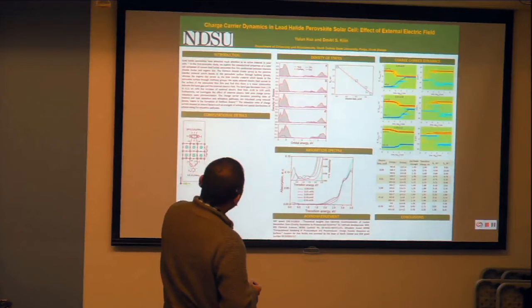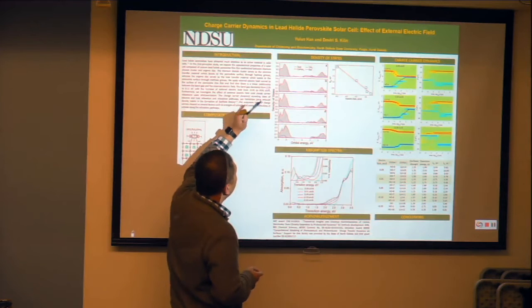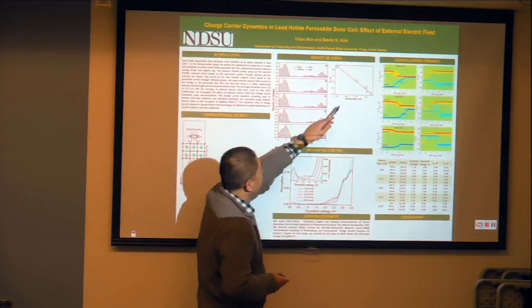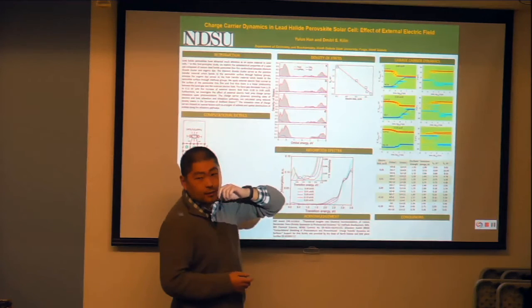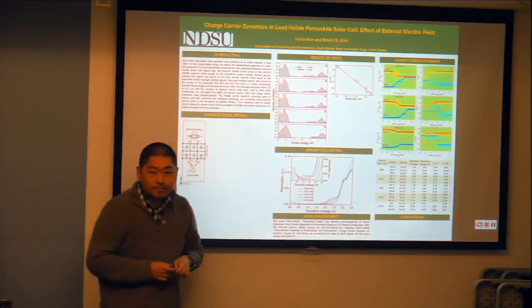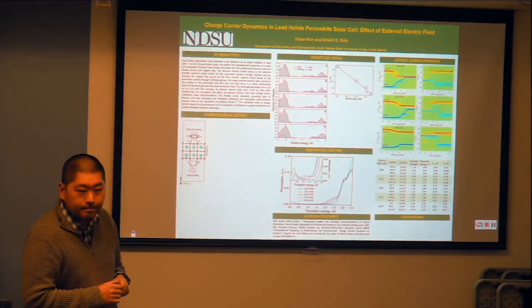So, here I just show the density of states for this system under different electrical fields. Here is the energy gap. Interestingly, there is a linear relationship between electrical field and the band gap. And there is no zero, no negative gap.